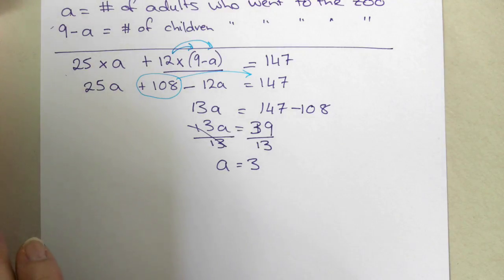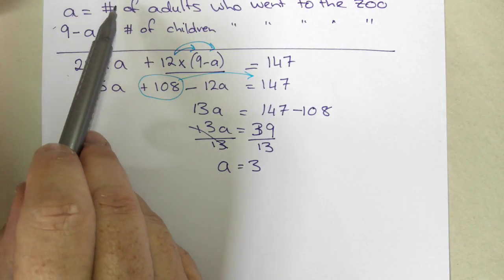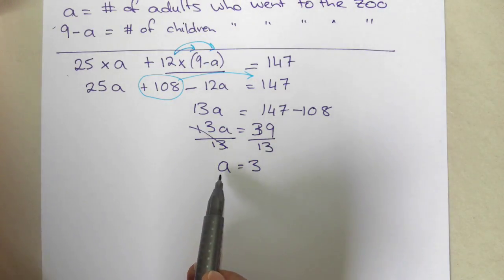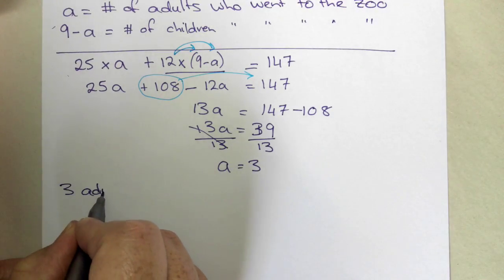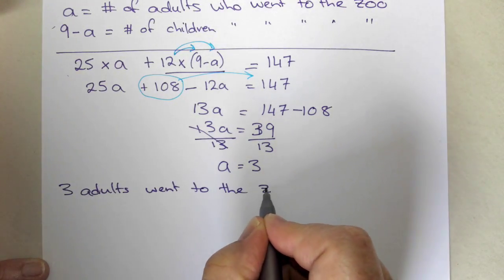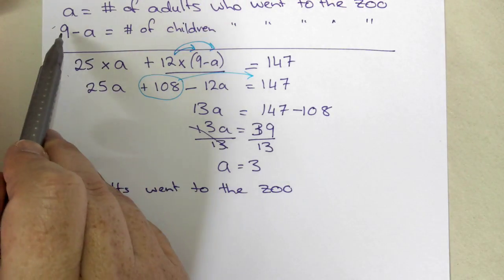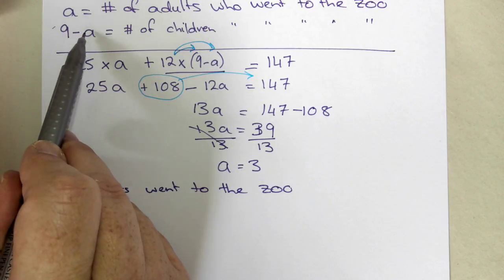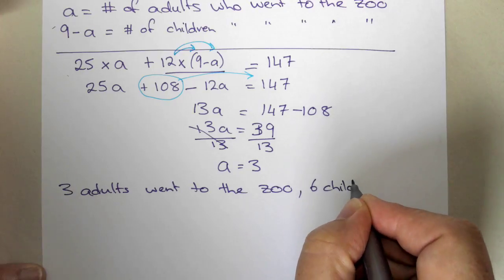Okay, so we've solved it. But now we need to communicate our thinking. We need to communicate what our solution is. So let's go back to our variables. We talked about a was the number of adults who went to the zoo. So if a is equal to 3, what does that mean? It means that 3 adults went to the zoo. And if there are 3 adults, then how many children went to the zoo? So 9 take away a, which is 9 take away 3. So 9 take away 3 is 6. So 6 children went to the zoo.